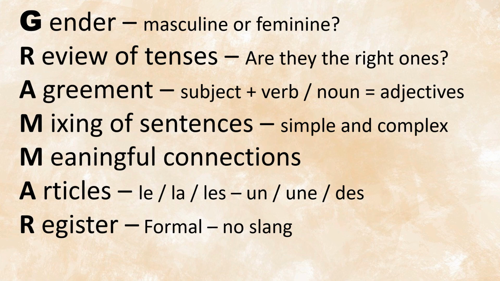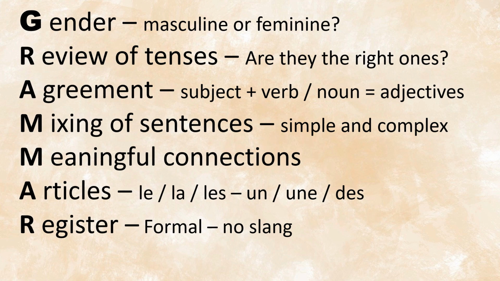A for agreement. You know that there's agreement with the subject plus the verb. You cannot have a subject singular and put a verb plural. And the same with adjectives. You cannot have a noun which is feminine and the adjectives masculine.